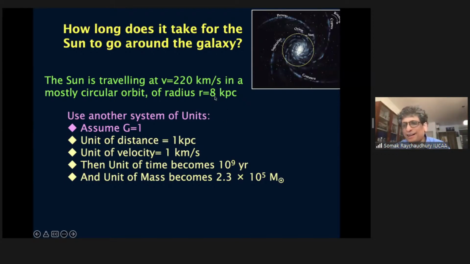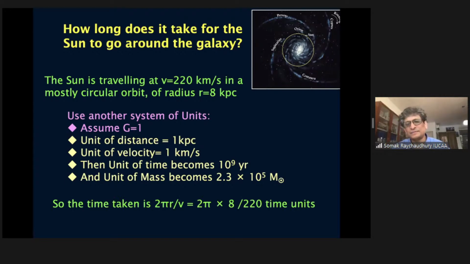I can do 2 pi r. My unit is 1 kiloparsec, so my distance is 8. 2 pi is 6, times 8 is about 50. So 2 pi r divided by 220 is roughly about 1/4. So my answer is 1/4. 1/4 of what? The unit of time is 10 to the 9 years. So 1/4 of 10 to the 9 years.